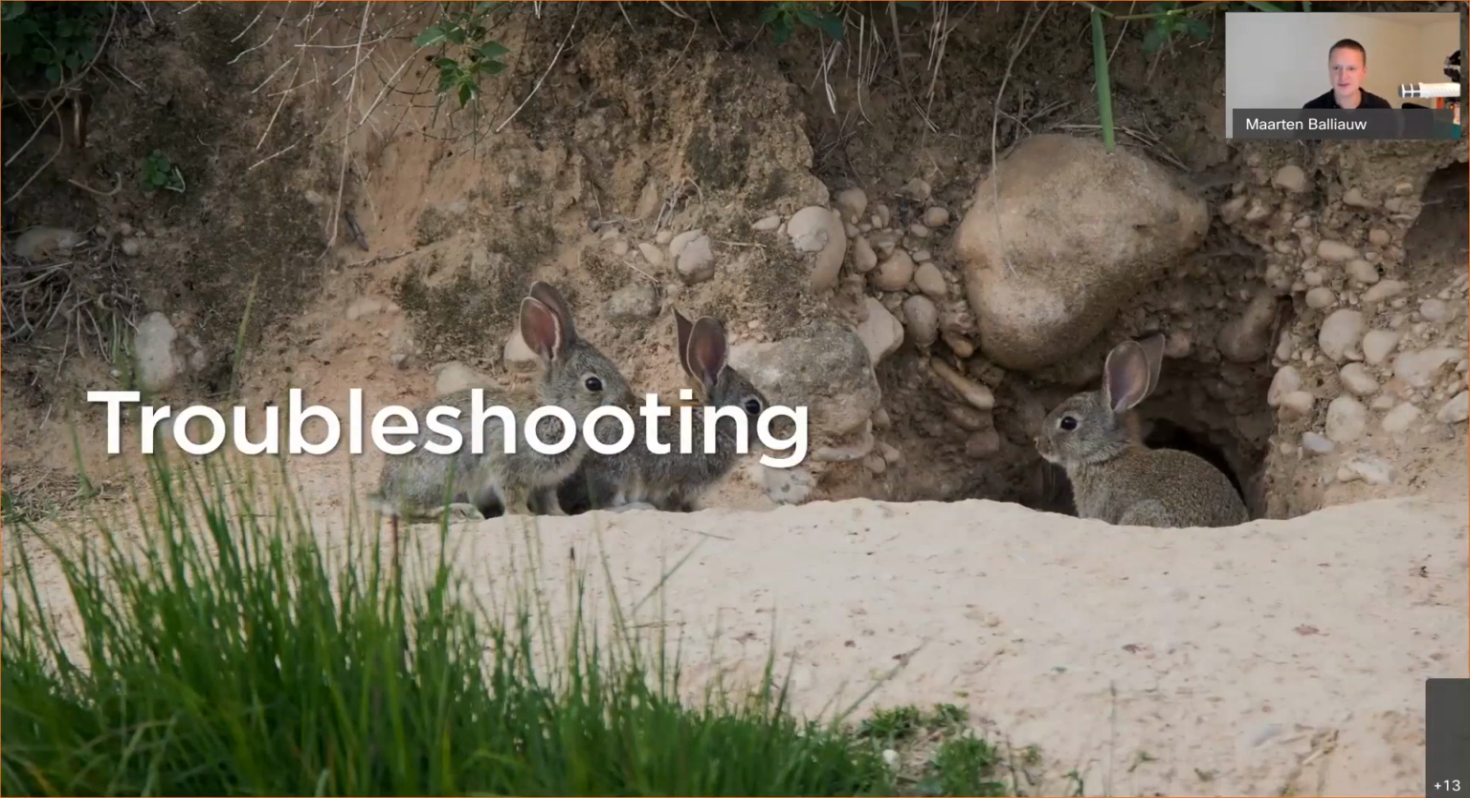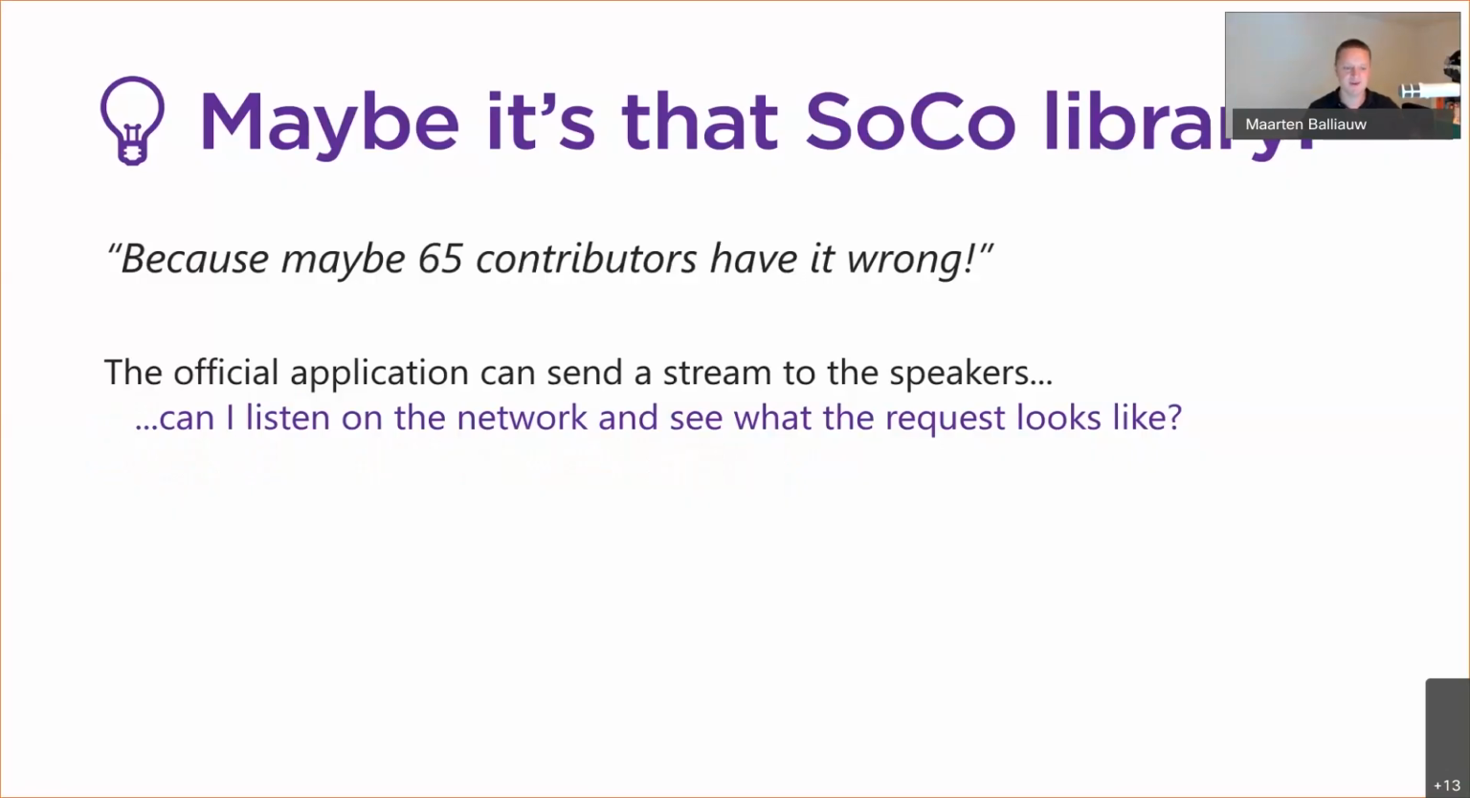Anyway, troubleshooting. So I started thinking maybe it is that SOCO library that I was using. Maybe those 65 contributors who have been building this thing for a couple of years now, maybe they have it wrong. Of course, putting it that way, it already sounds a little bit stupid, but at this point I was thinking, well, why not? We are checking anyway. Let's see what we can do. The official application of Sonos can send a stream to the speakers. So maybe I can listen on the network and see what the payload of data that they send to those speakers looks like, and essentially replay that from a custom application.